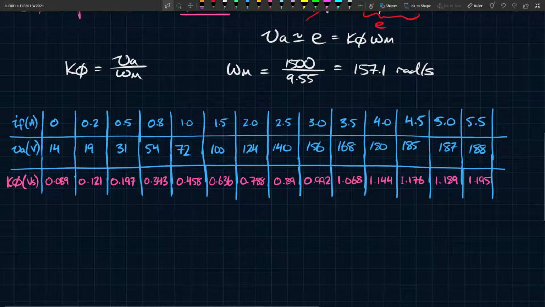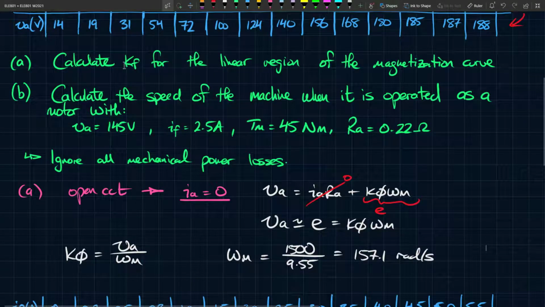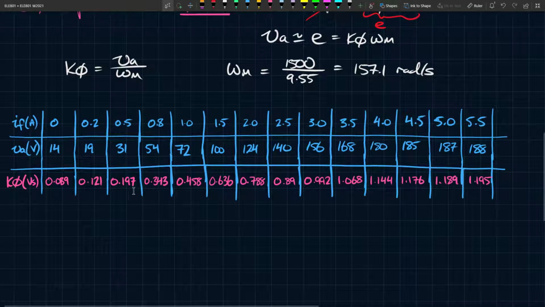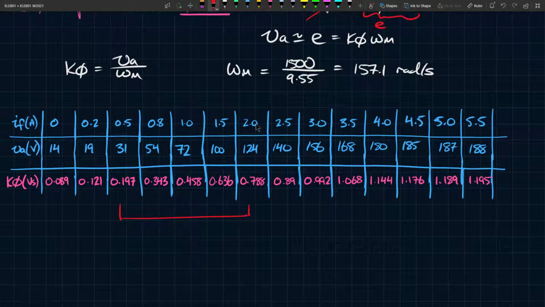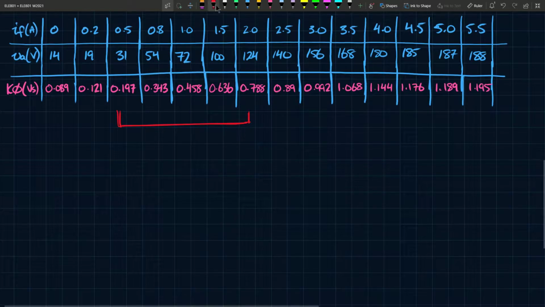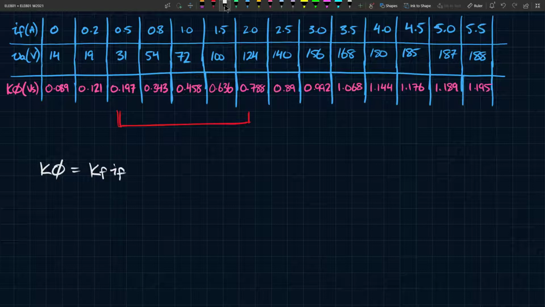And so these are the numbers you should get when calculating the values of K phi. Now, it asks for Kf in the question, though. It doesn't ask for K phi. If you recall, Kf is the slope, or the linear approximation, of the magnetization curve. And if you look at these parameters, you'll notice that between 0.5 and 2 is a linear region. So the data seems to suggest that 0.5 amps to 2 amps is the linear region, meaning we can say K phi is equal to Kf IF, and we can determine what Kf is. It's a slope, so it's the change in K phi over the change in IF over these regions.